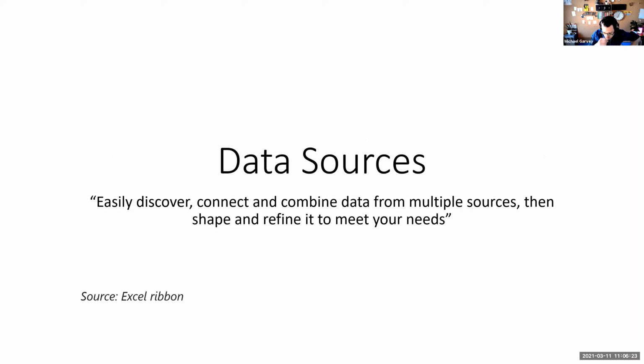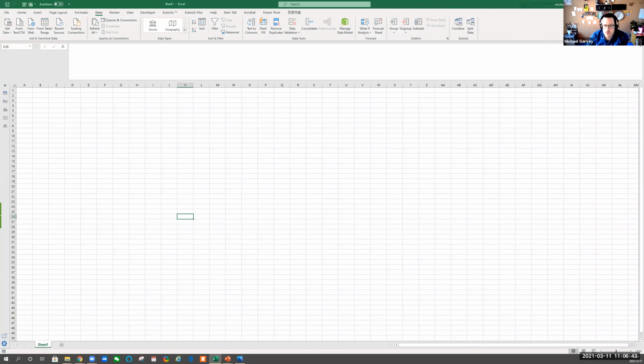Anyway, the first thing I want to look at is data sources, because the first part of what we're going to do here is actually find information, find data. So I've got another quote here, which is taken directly from the Excel ribbon. What we need to do then is actually look at Excel.